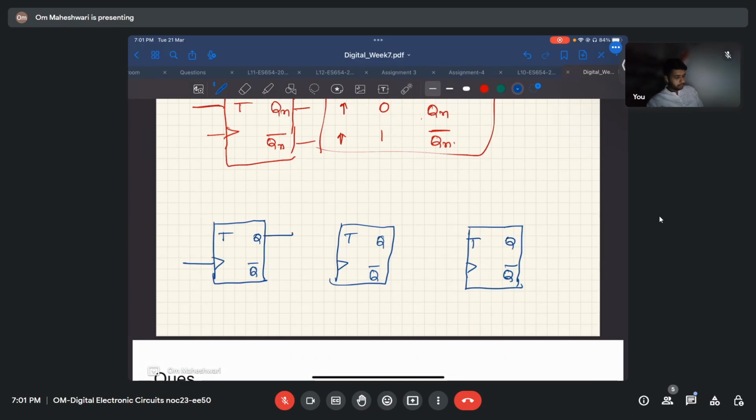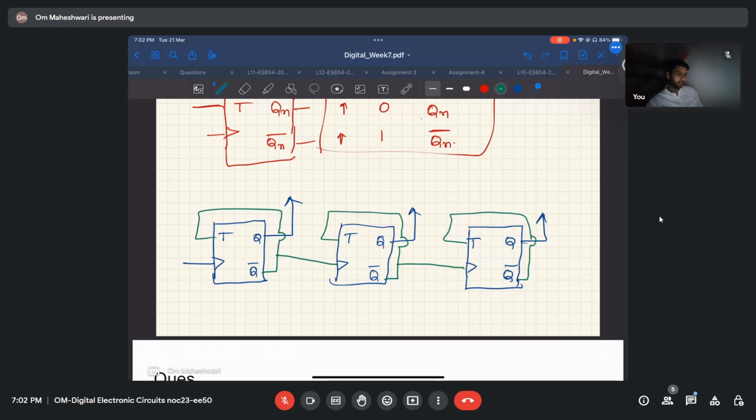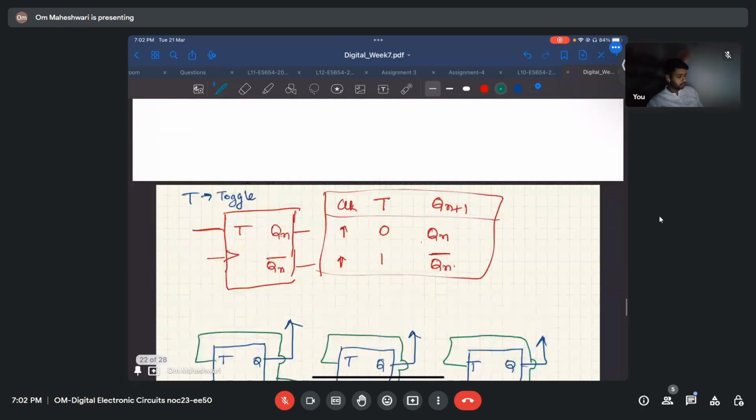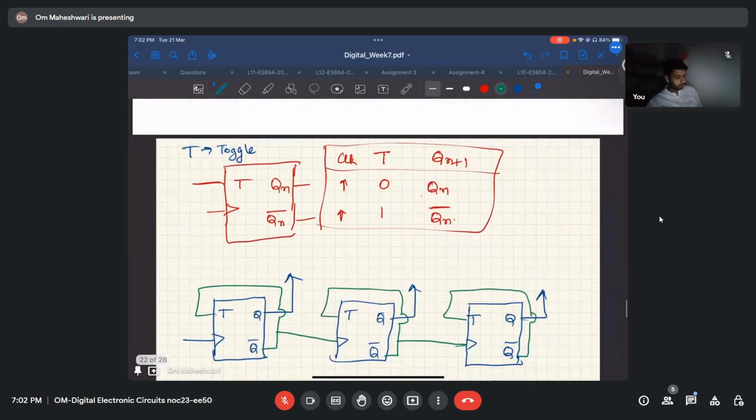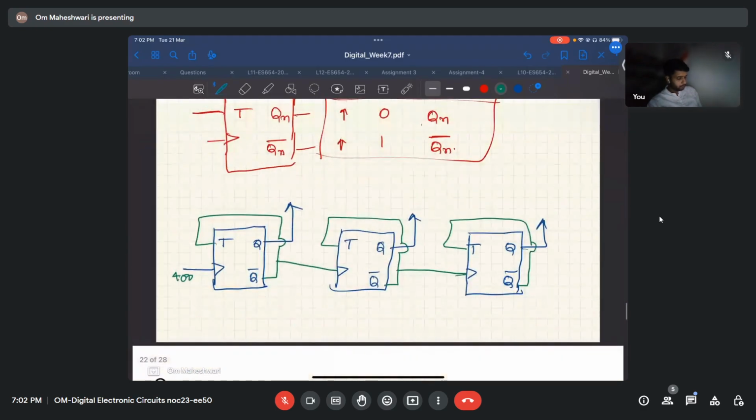So I'll cascade these outputs. This is connected to Q bar, connected to Q bar, and this is the clock. This is the clock. So this is the cascade configuration. They are saying that the input clock is of 400 hertz, right?